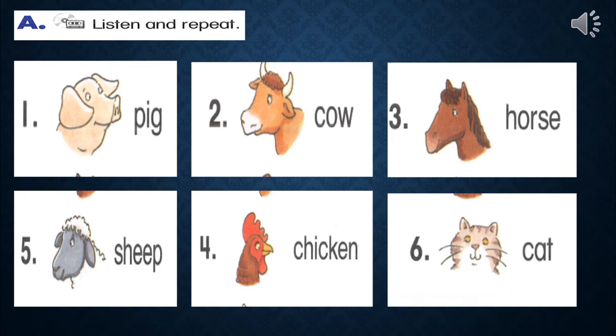Okay, finish. All of these words are animals, and you can see and understand them. Pig means that we use the pig to make food. Cow, we use the cow to make food also. And chicken, sheep, cat, they are pets. You can see it, okay?